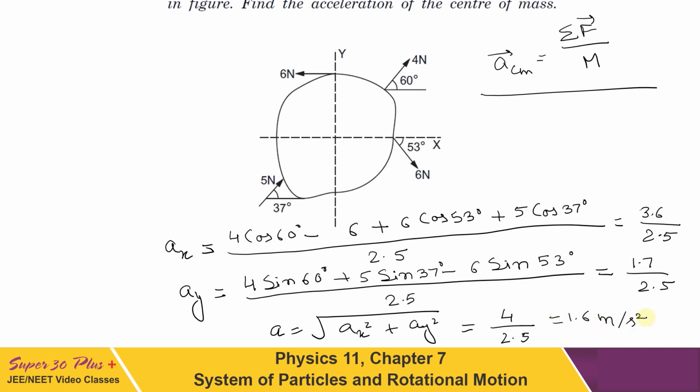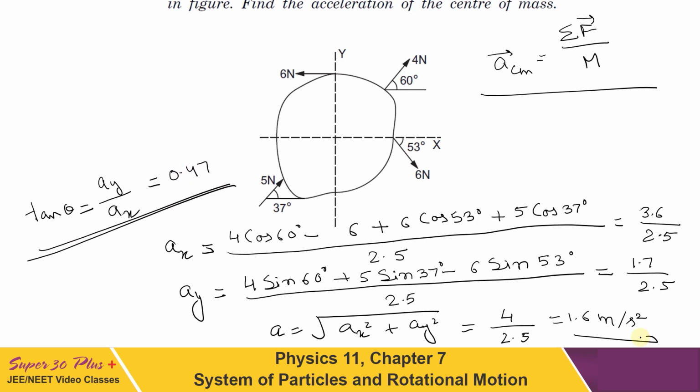But as we know, acceleration is a vector term, so there must be specification of direction as well. Directly from here it can be written tan theta to be equal to, where theta is the angle between horizontal and the whole acceleration, that will be equal to a_y upon a_x, which is 0.47. So we got the acceleration both in its magnitude and the direction.